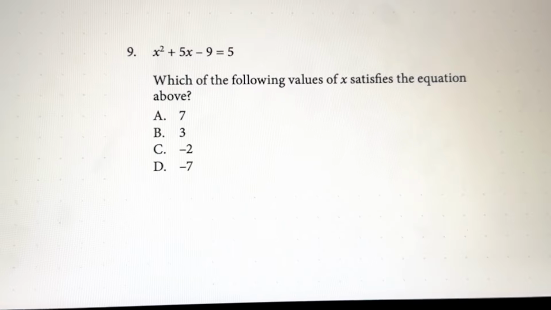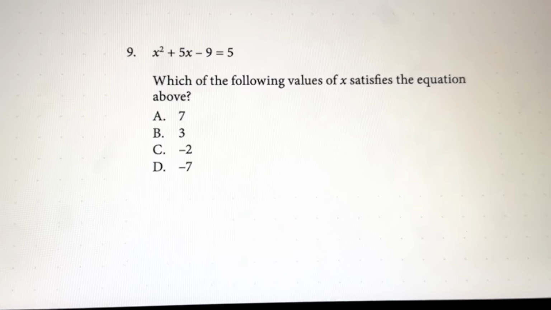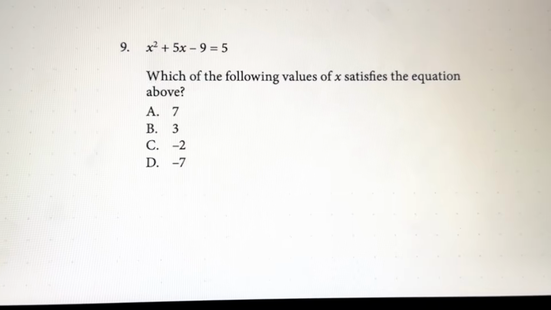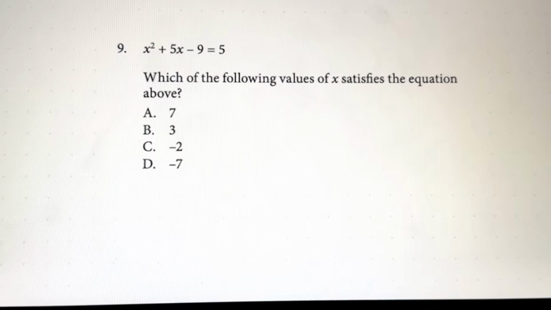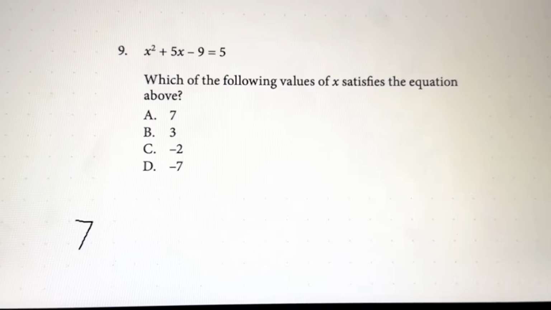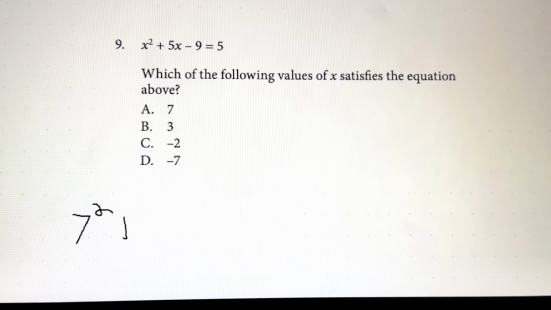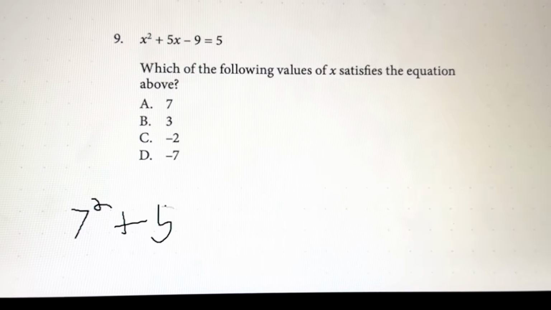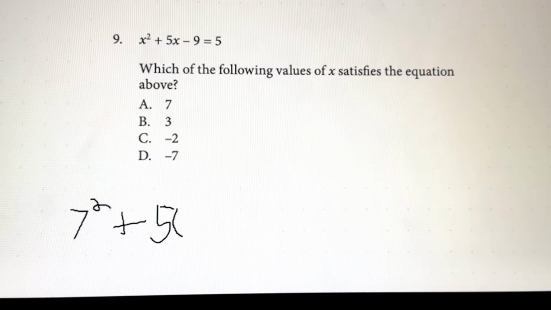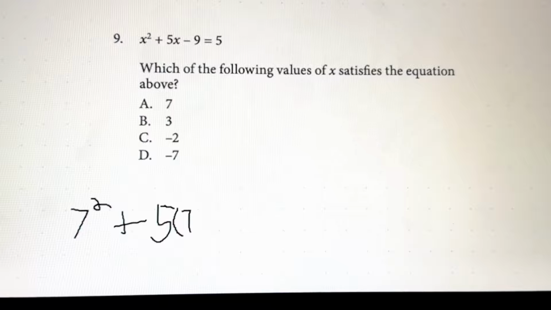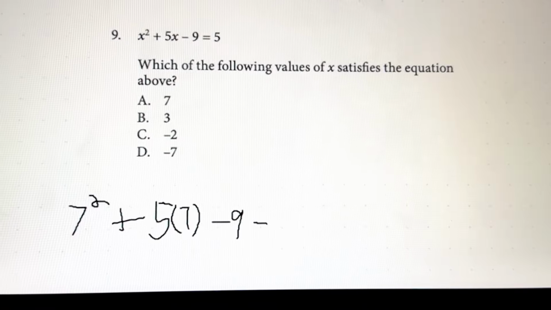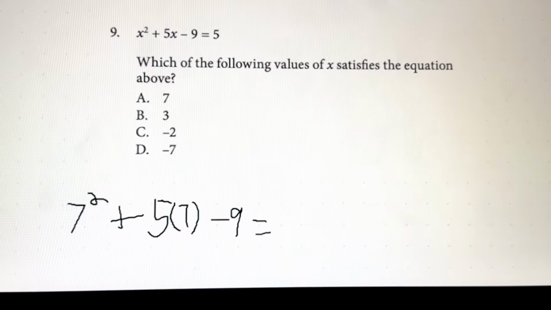Then confirm the right one, and then you can be really, really confident in your answer. So let's just start with A and work our way down. Okay, so we have 7 squared plus 5 times 7 minus 9 equals 5. Okay, let's stop for a minute.